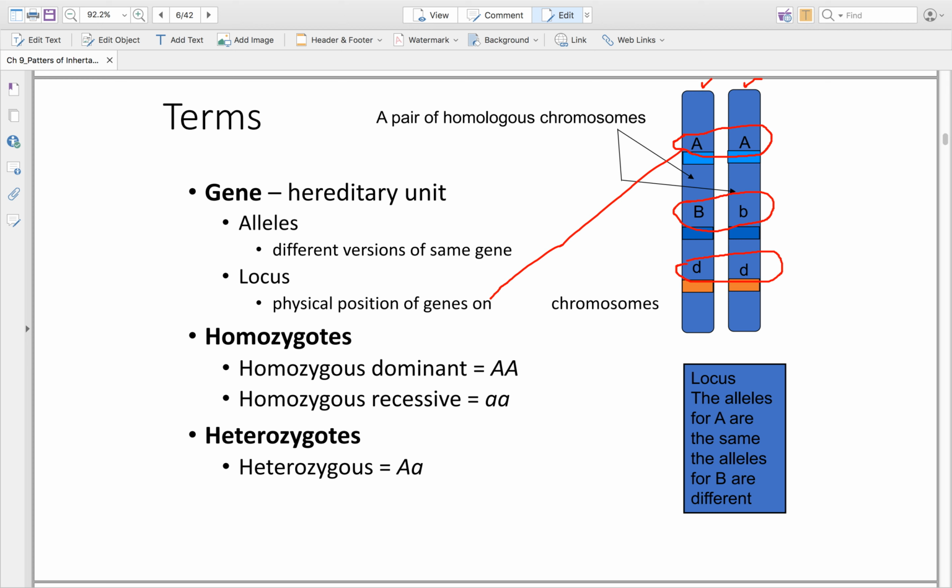There are three possible combinations of alleles. They're either homozygous dominant, where we use a capital letter, homozygous recessive, where we use a lowercase letter, or heterozygous, where we use one capital and one lowercase. So we want to know what a gene is, alleles, a locus, homozygous dominant, homozygous recessive, heterozygous, and of course what a homologous chromosome is.